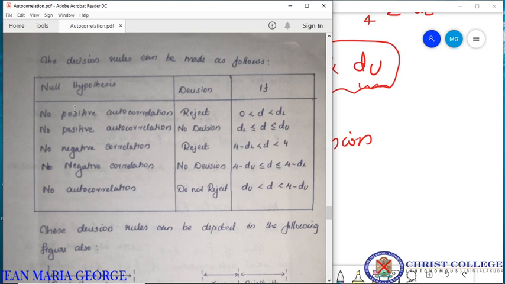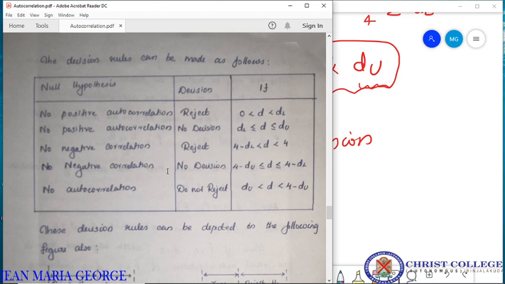If the D value lies between the 2 critical limits, dL and dU, lower limit and upper limit, we cannot make a decision regarding positive autocorrelation. Again, we have to look if the D value lies between 4 and 4 minus dL. 4 is the maximum upper limit. So 4 and 4 minus dL. If the value lies between this, we can reject the hypothesis that there is no negative autocorrelation.